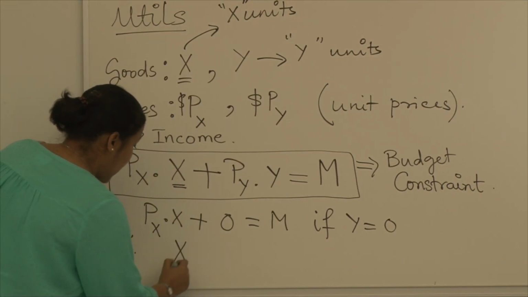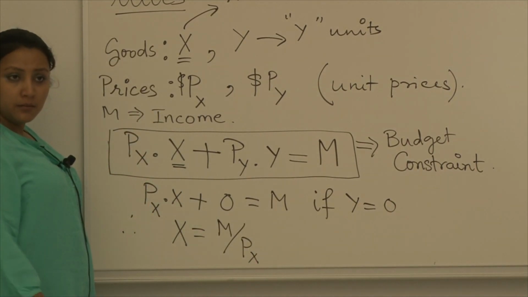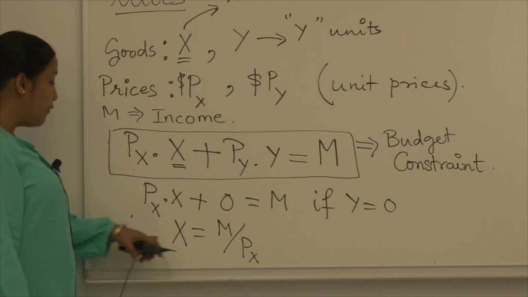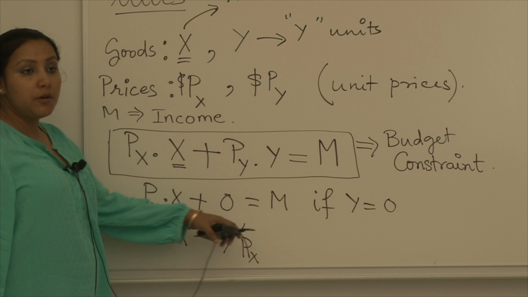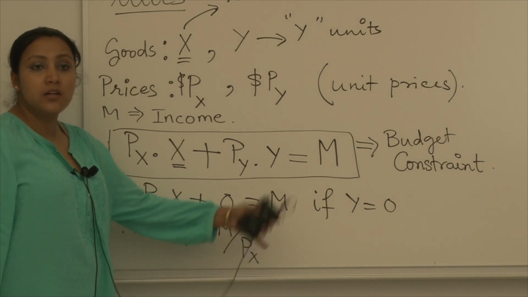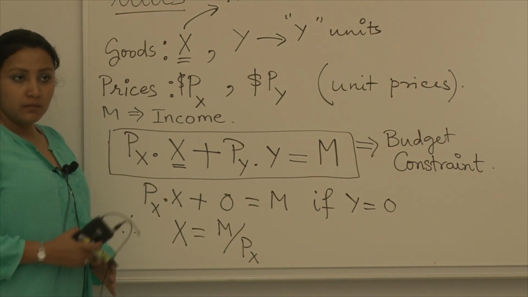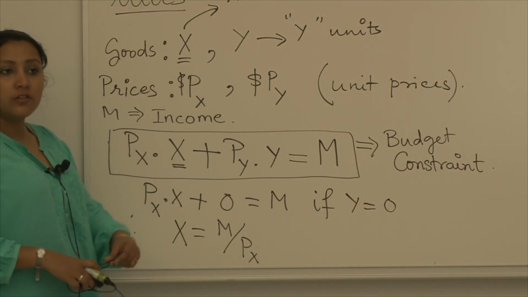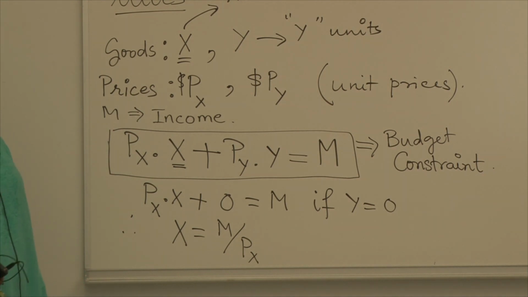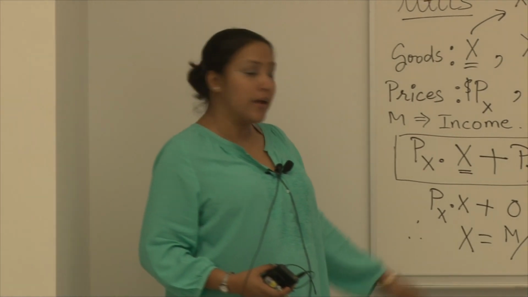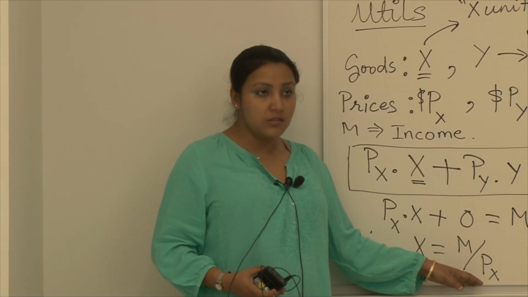Therefore, x will be m divided by px, correct? That means the number of apples that you can buy has to be your total income divided by the price of apples if you do not buy any oranges. That is what it means. If you do not buy any oranges, then your entire $100 gets spent on apples because there are no savings. And how will you find out how many apples you bought? You will just take your whole income and divide it by the unit price of apples, isn't it?